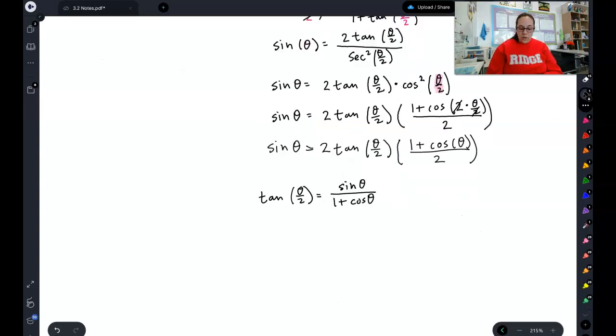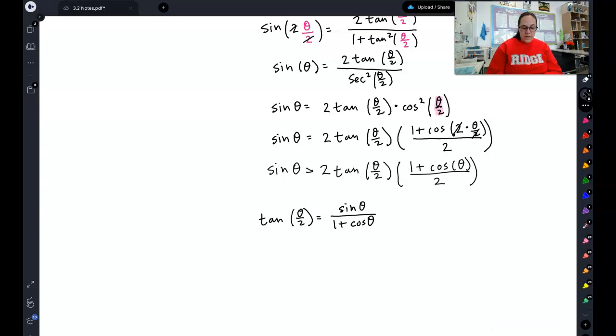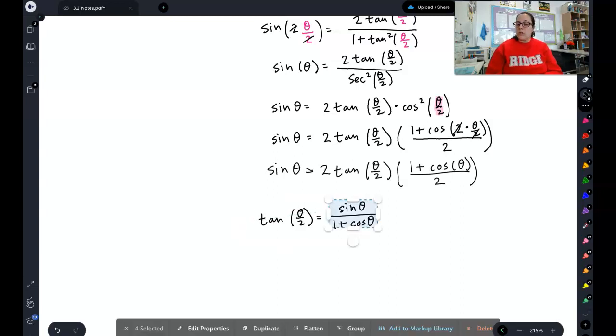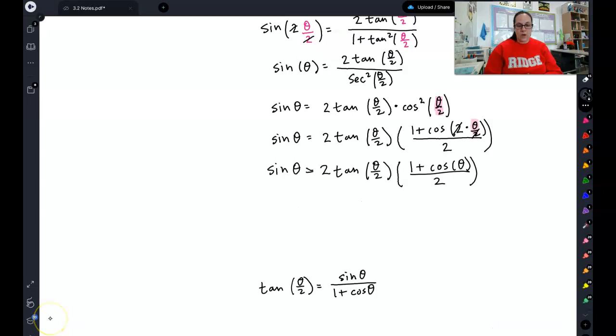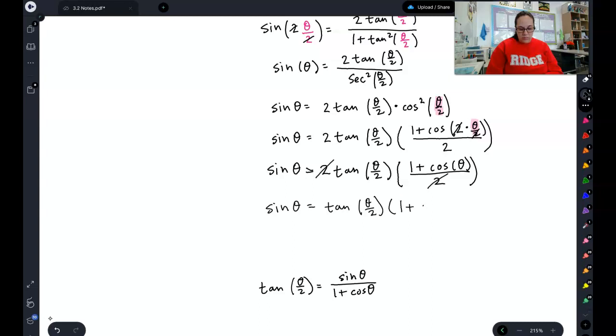Now, one other thing that I would notice is that I have some 2's that are going to cancel here. I have a 2 on top and a 2 on bottom that are going to cancel. So that gives me sine of theta equals tangent of theta over 2 times 1 plus cosine of theta.